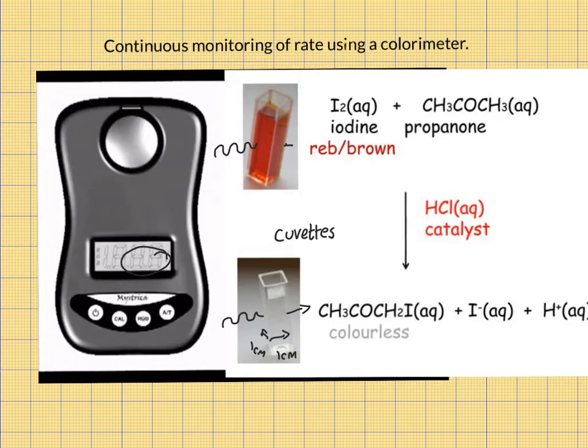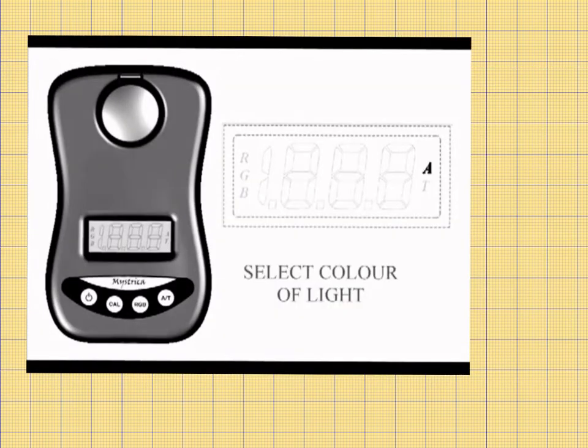This, in fact, is a slight oversimplification, and we'll be investigating colorimetry in more detail when we come to look at transition metals. We'll be investigating something called the Beer-Lambert law. But for now, we'll leave it at that. The instrument we tend to use at college is a Mistrica colorimeter. It's the simplest to use.